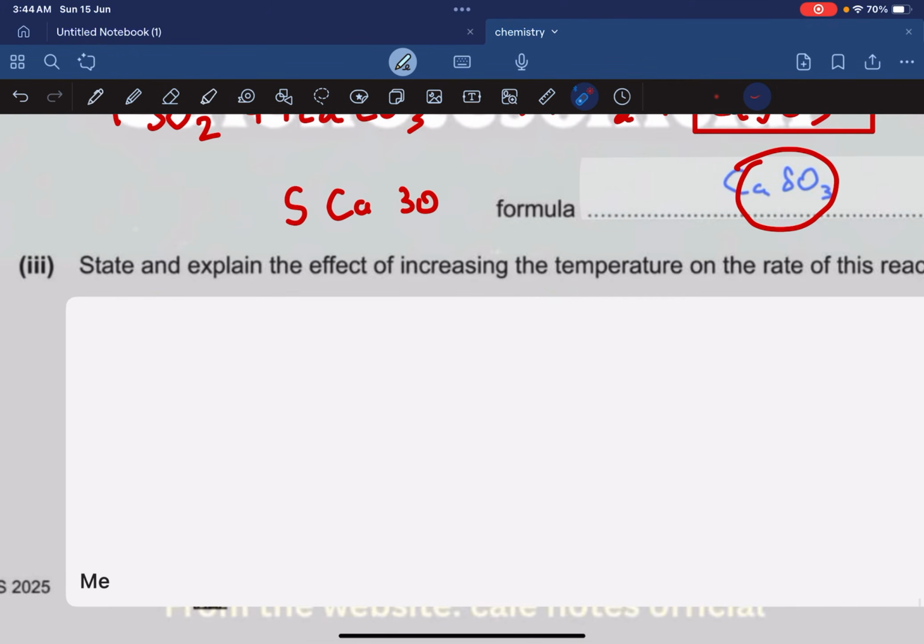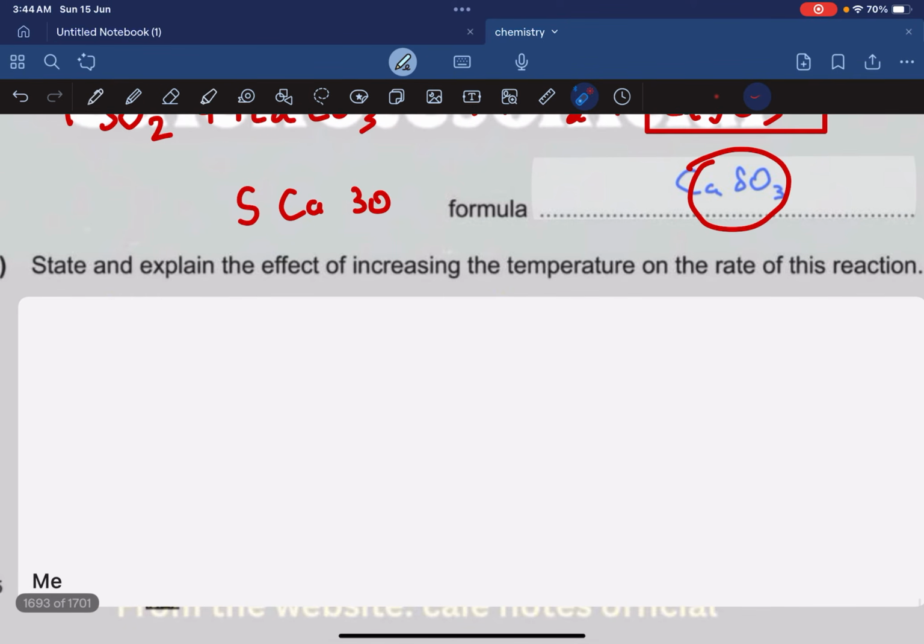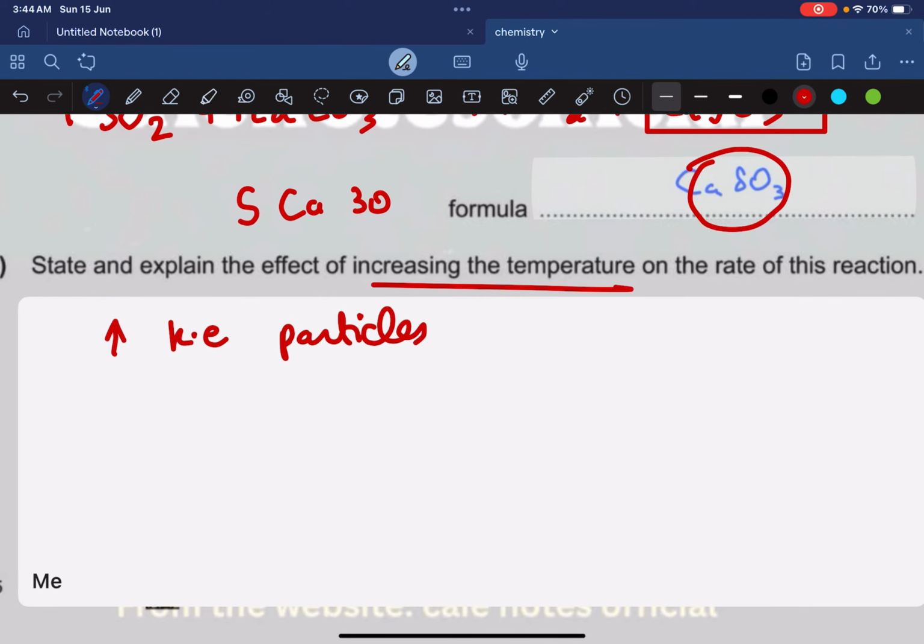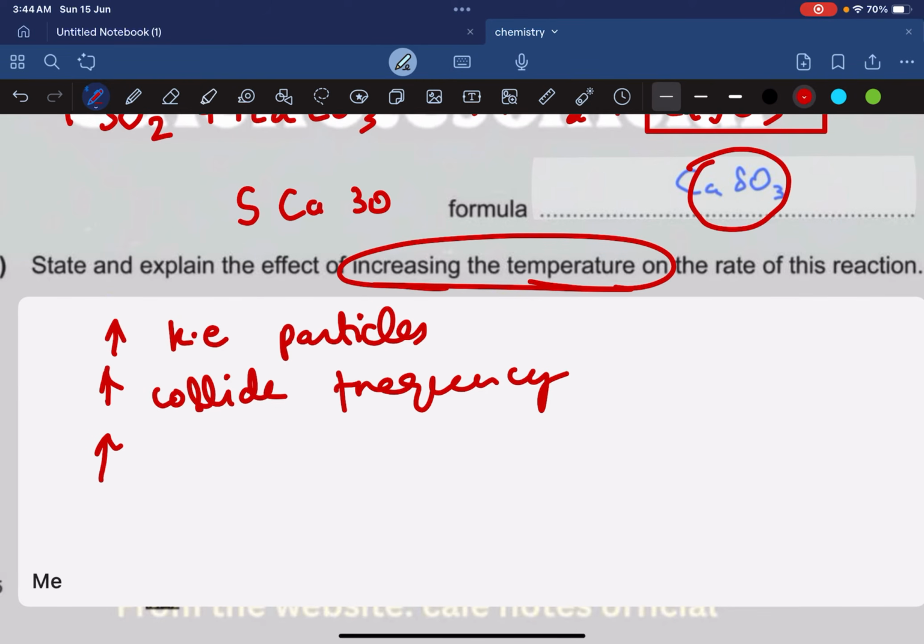Okay, state and explain the effect of increasing the temperature on the rate of this reaction. I don't know if this question even needs an explanation. Increasing temperature would increase the kinetic energy of the particles, and when they have greater kinetic energy, they are gonna collide more frequently, which is gonna increase the frequency of effective collisions. And one other thing is that when you increase the temperature, a greater proportion of particles have energy equal to or greater than the activation energy.